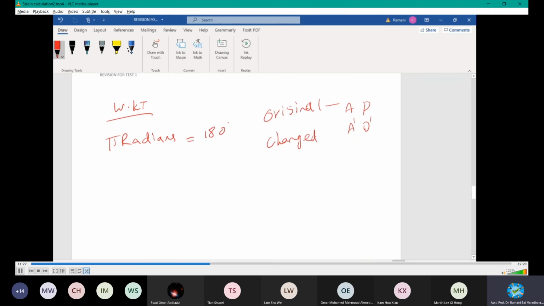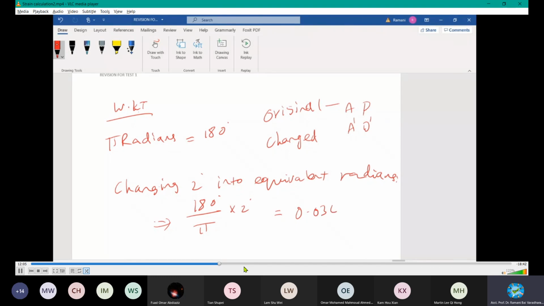You are given 2 degree, right? So I want to calculate the change. Pi radians equal 180 degree. How much will be the 2 degree? What is the answer here? Very good. 0.0349 radians. You keep it like this. This is the equivalent value. So I got the value in radians. How much is the change in value at this point?